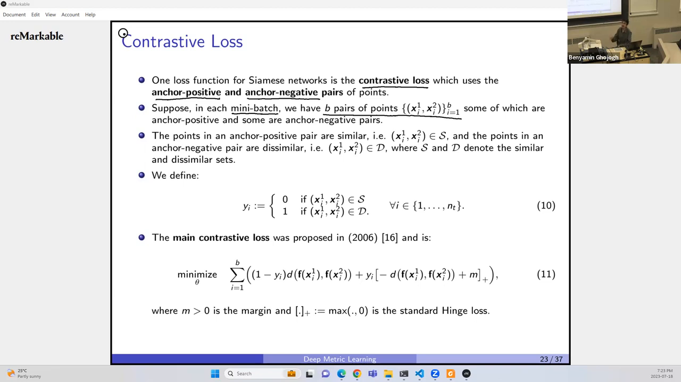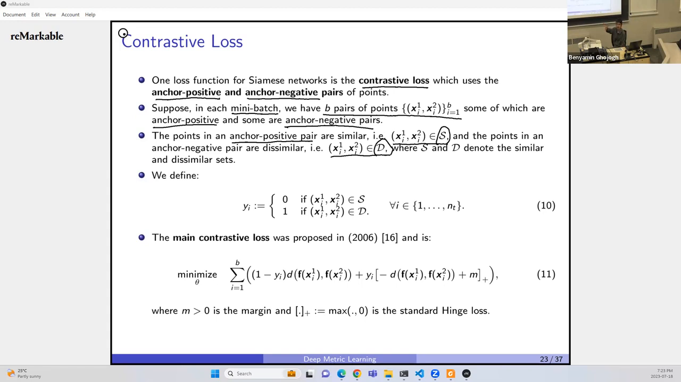Here, in contrast to the regular network, where we had a mini batch of size B with B points in it, we have B pairs or B triplets. And in the B pairs, there might be anchor-positive and anchor-negative pairs. The points in an anchor-positive pair are similar, denoted by the set S, similar. And the points which are anchor-negative are dissimilar, denoted by the set D, right? Then let's define this. Why do I say similar and dissimilar?